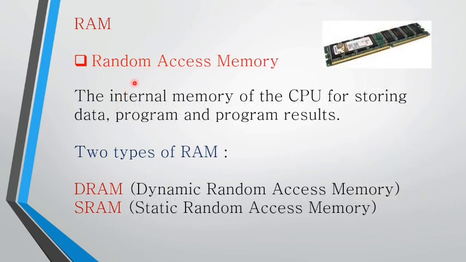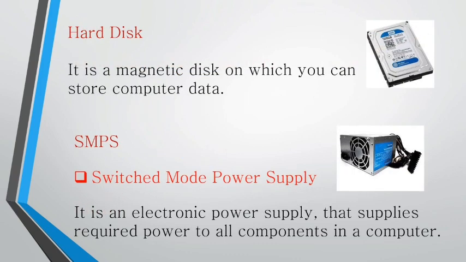RAM, random access memory, the internal memory of the CPU for storing data, program and program results. Two types of RAM are there: DRAM, dynamic random access memory; SRAM, static random access memory. Hard disk. It is a magnetic disk on which you can store computer data.